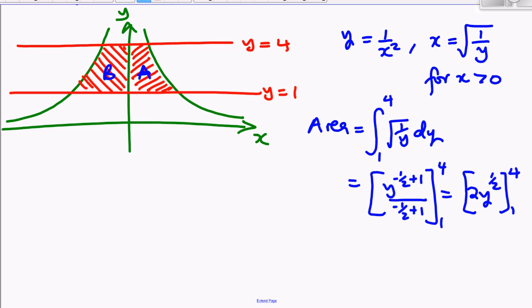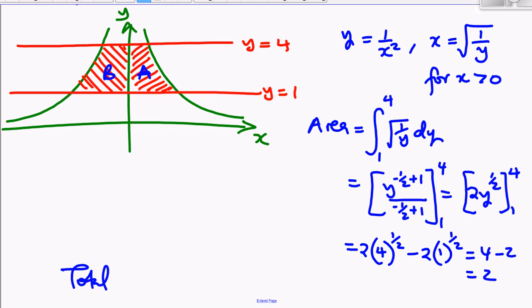If we work this out, we'll get 2 times 4 to the power a half minus 2 times 1 to the power a half, which will be 4 minus 2, which is just 2. So the total area, or area of the shaded region, will be 2 plus 2, which is 4.